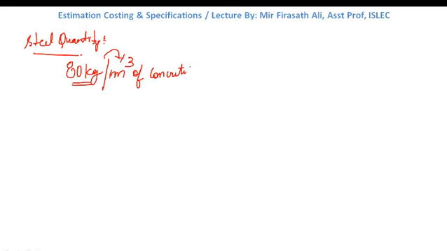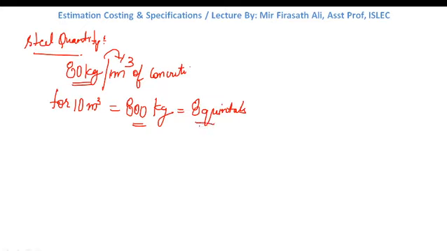What does the thumb rule say? Steel quantity required for RCC slab is 80 kg per meter cube. So for 10 meter cube, we require 800 kg, which if we convert into quintals, will be 8 quintals.